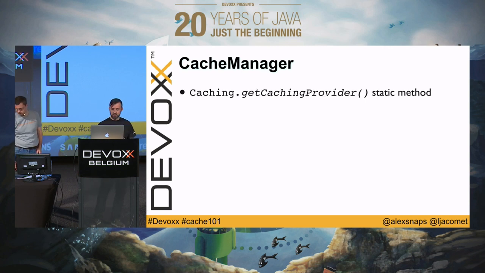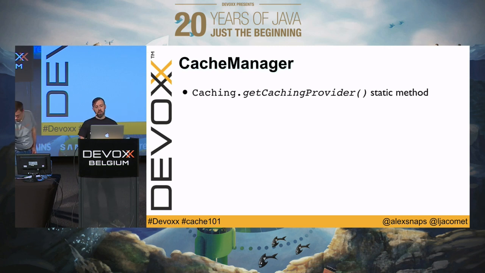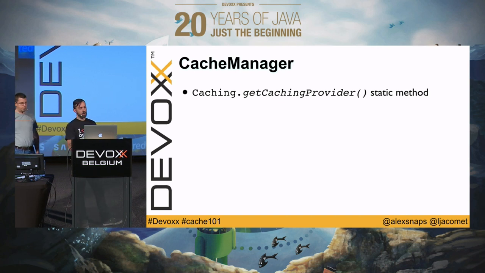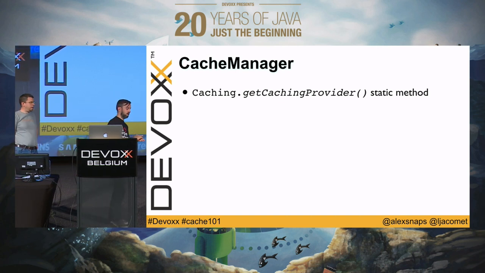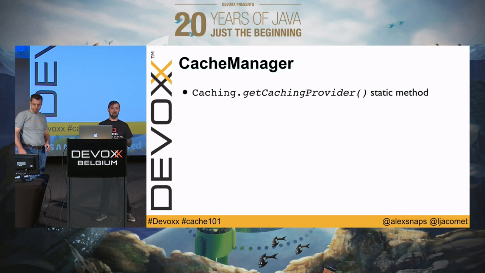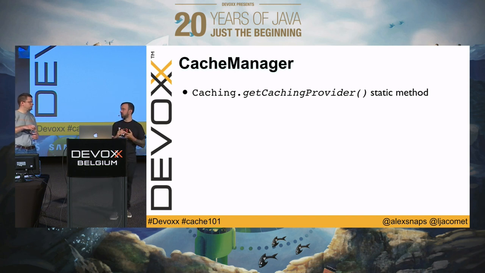All right, so cache managers. The way that you get to a cache manager in JSR 107 is by using this Caching type that lets you retrieve caching providers. In this case, we're only looking at one. So the way that the spec works is you put the javax cache API on your class path, and you put an implementer on the class path.